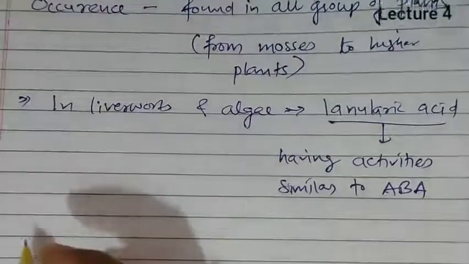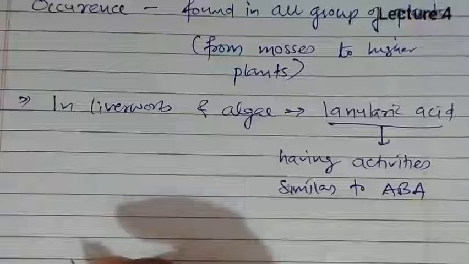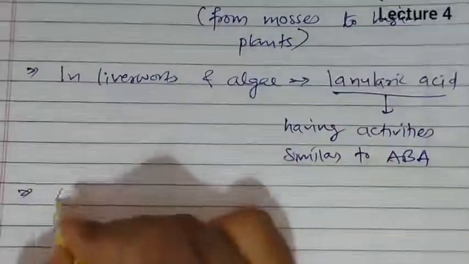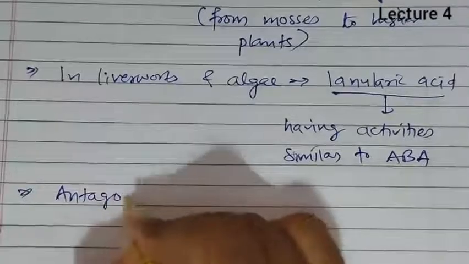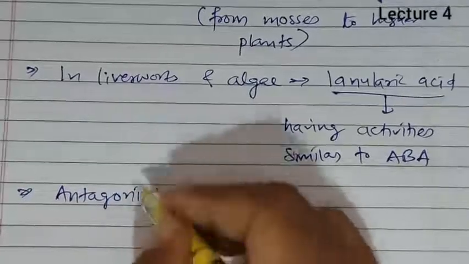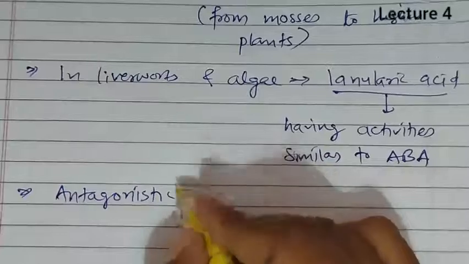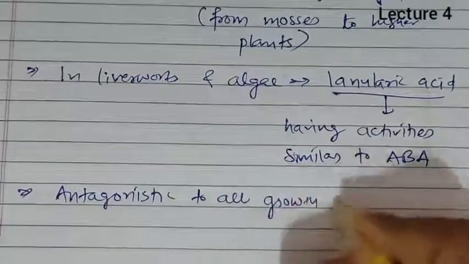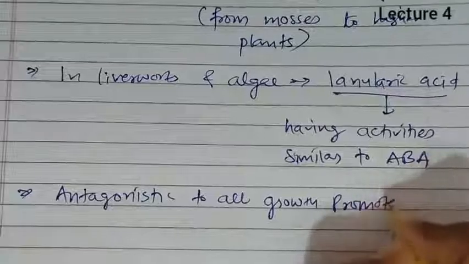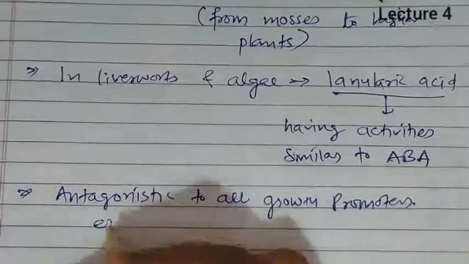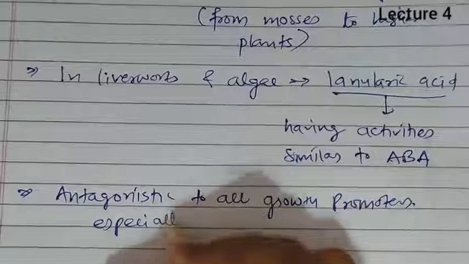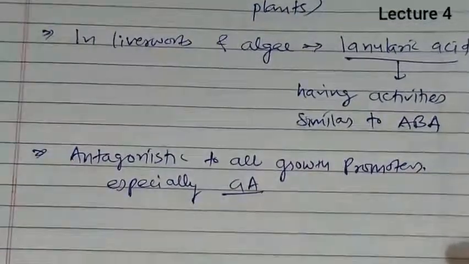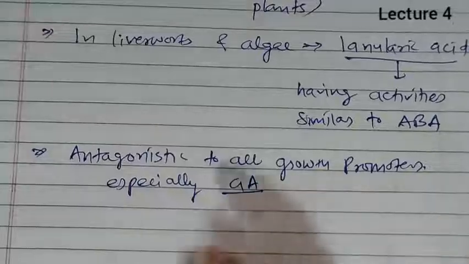When we talk about abscisic acid, it is a major growth inhibitor in plants and is antagonistic to all the three growth promoters, and especially antagonistic to gibberellic acid.